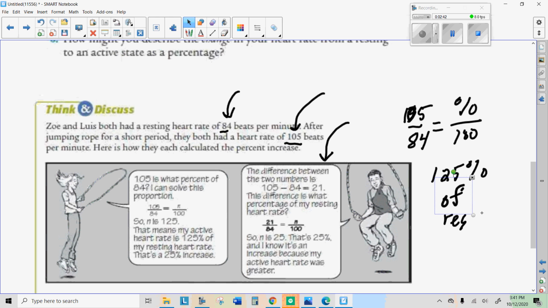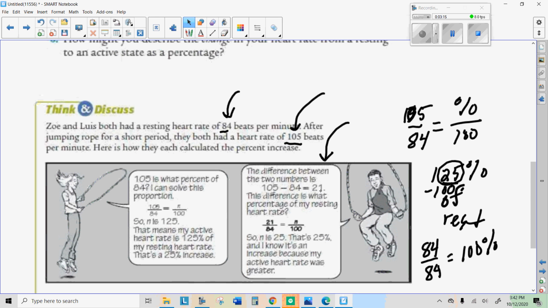Now, if we want to talk about that as a percent increase, so how much above the original it is, if her heartbeat didn't change at all, if it was 84 compared to 84, that would be 100%, right? So that means that this part of that 125% is the increase. So with her method, she's going to take off and subtract 100.